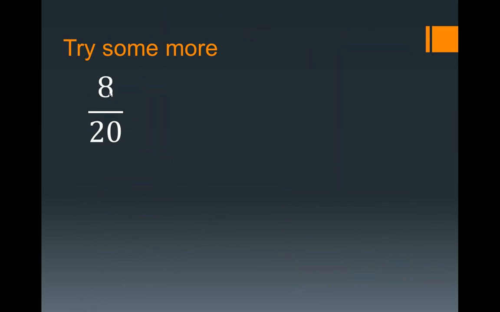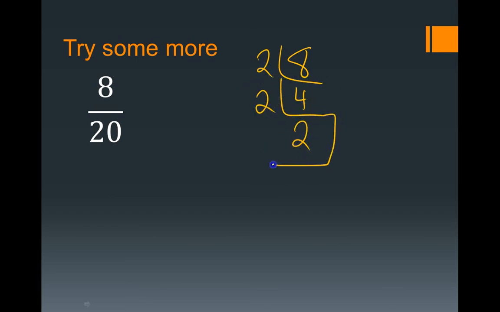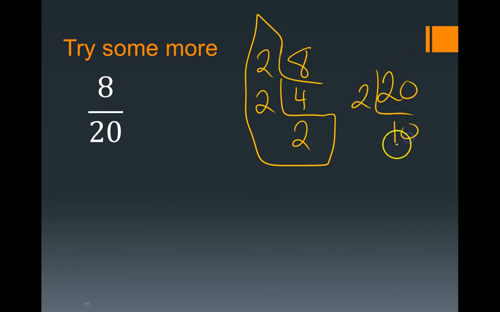Let's try another one. 8 and 20. So let's divide. 8 is even, so I can divide by 2. That gives me 4. 4 is even, I can divide by 2. That gives me 2. Since that's a prime number, I am done. My loopy L. 20. 20 is even, so I can divide by 2. That's 10. 10 is even, so I can divide by 2. That's 5. 5 is prime, so I'm done there.